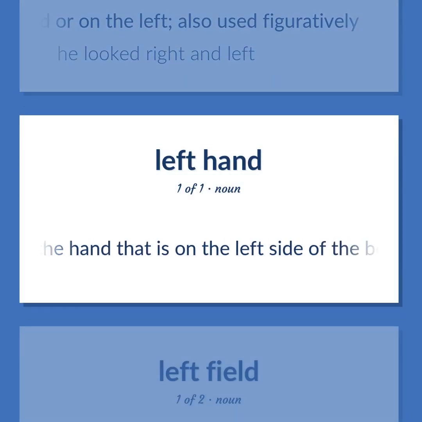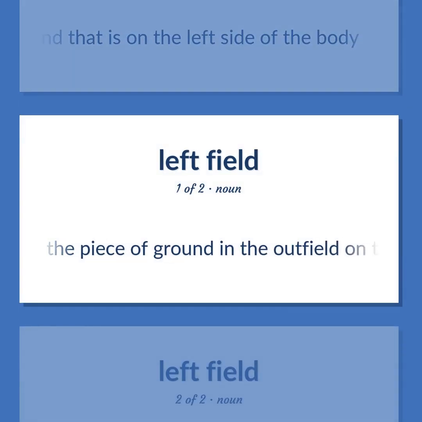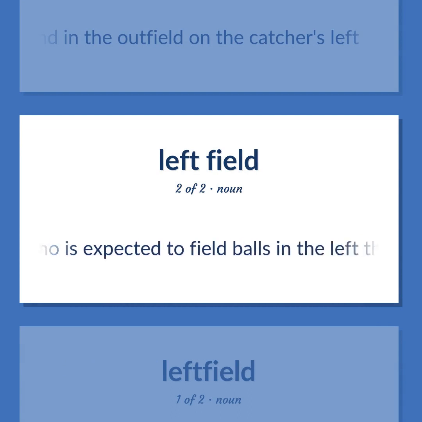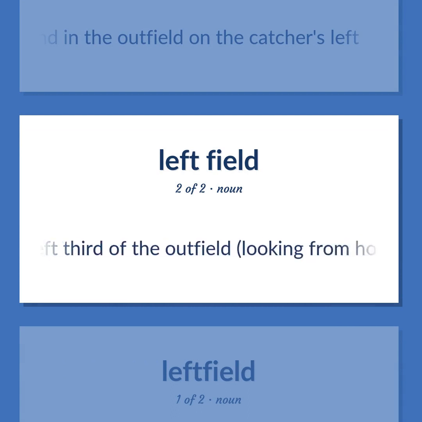The hand that is on the left side of the body. The piece of ground in the outfield on the catcher's left. The fielding position of the player on a baseball team who is expected to field balls in the left third of the outfield, looking from home plate.